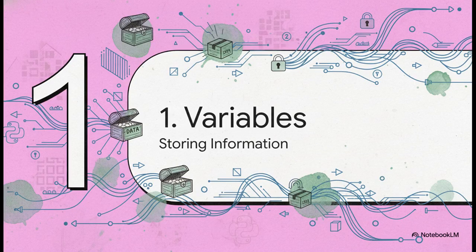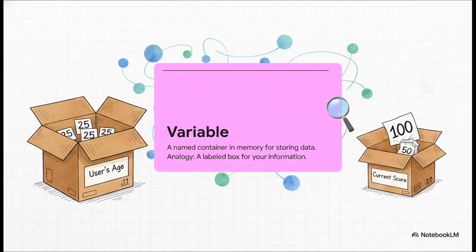Okay, let's dive right in. Our very first tool, the most fundamental thing in any programmer's toolkit, is the variable. This is how we store and manage information in pretty much every program you'll ever write. So what exactly is a variable? Well, it's just a named container, a little spot in your computer's memory.